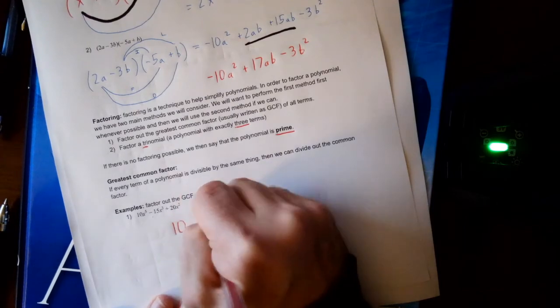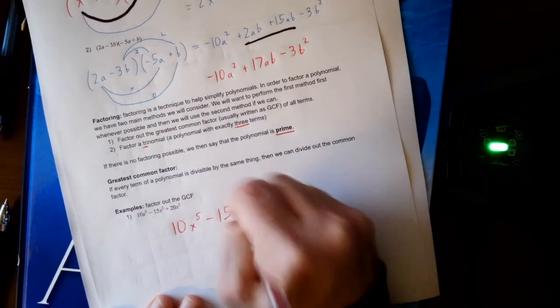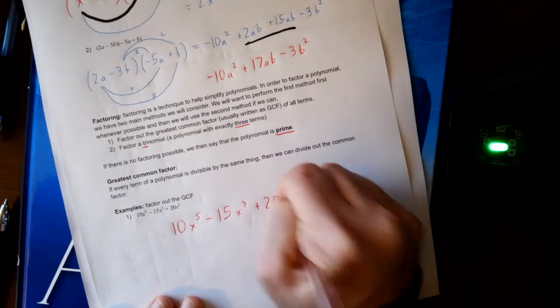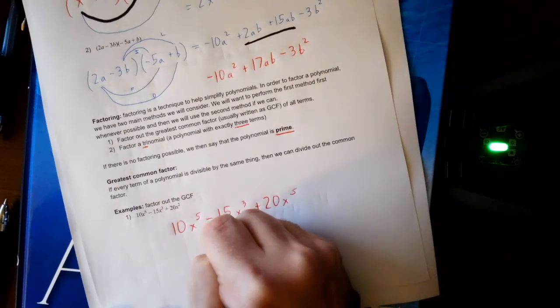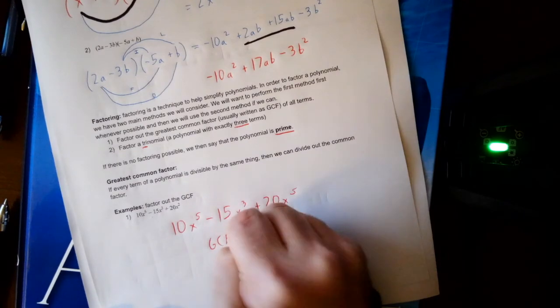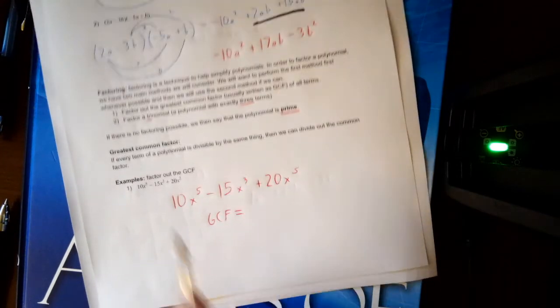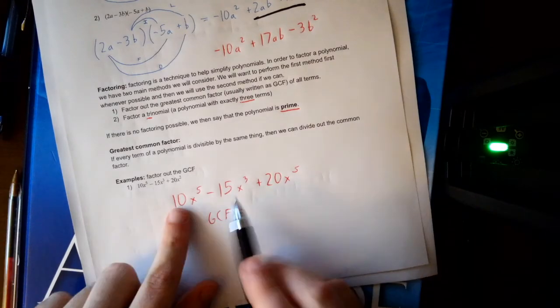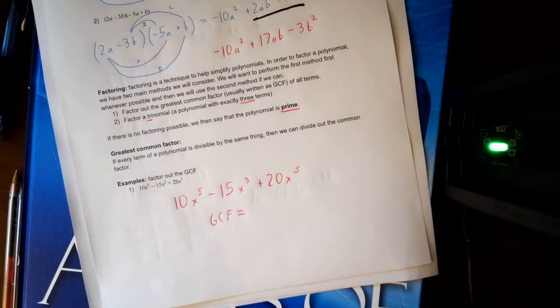10x to the 5th minus 15x cubed plus 20x squared. And the first thing I want to identify is, is there a GCF? I'm trying to factor out the GCF. To do this, I look at the numbers and the variables separately.